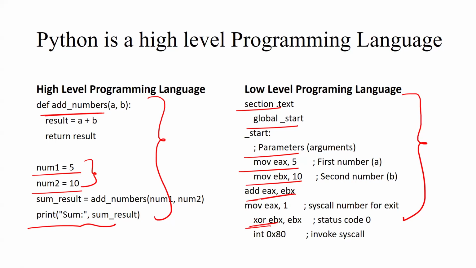Now, this type of code, where the system understands and you don't understand, we call low level programming language, right? Now, this makes you focus on high level language because it is clear, right? And you can understand what it is.